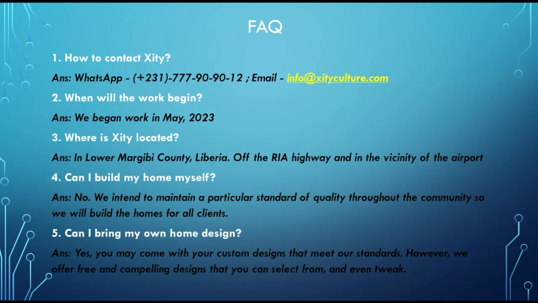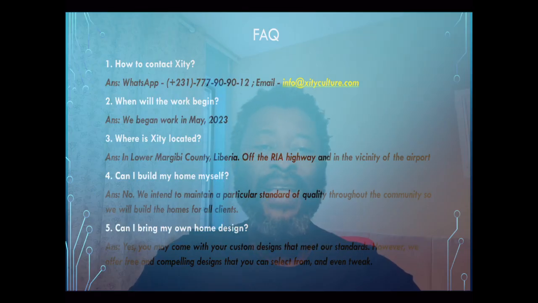So over time, we've been getting a lot of questions from people, and today I want to address some of the most popular questions that we've been getting. I'll go through each of the questions and just read exactly what our responses are. So how to contact Xity? We have a WhatsApp number, and our number is +231 777 90 90 12. That's 777 909012. And our email address is info@xcityculture.com.